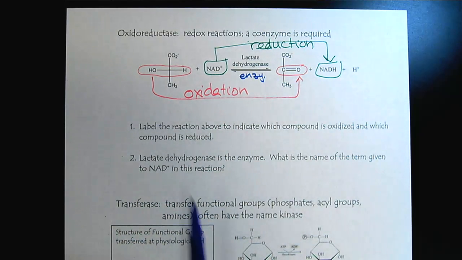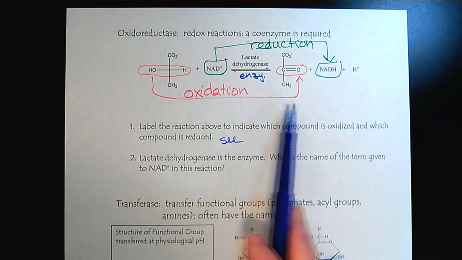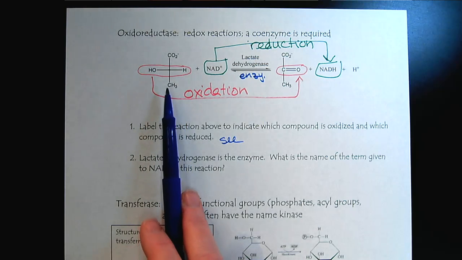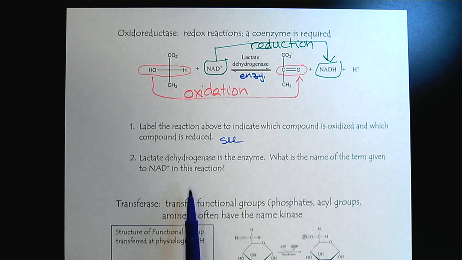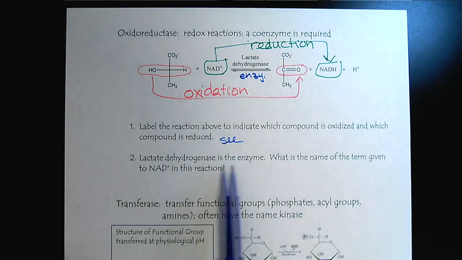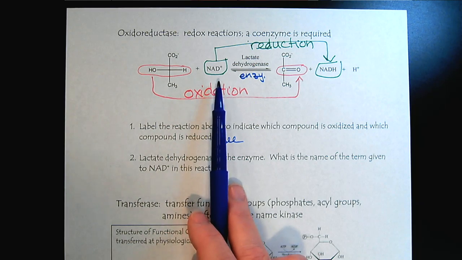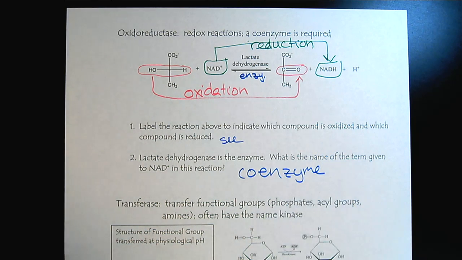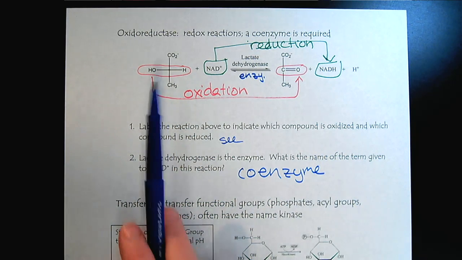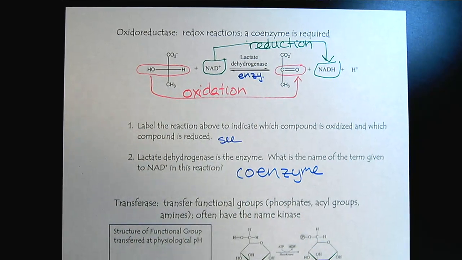All right, so basically, as we see above, we have identified the oxidation, right? So what is this? This is lactic acid, right? Lactic acid is getting oxidized to pyruvate. And lactate dehydrogenase is the enzyme. What is the name of the term given to NAD+, right? That's right up there. It's the coenzyme. So that's our flag. There are several ways to recognize an oxidation-reduction reaction: just looking at the substrate for its change, and then the role of the coenzyme, because oxidation-reduction reactions always happen together.